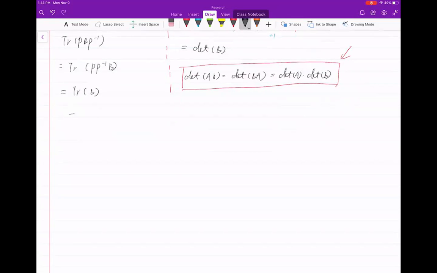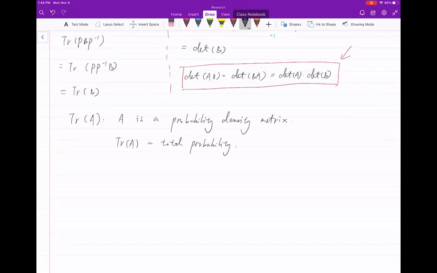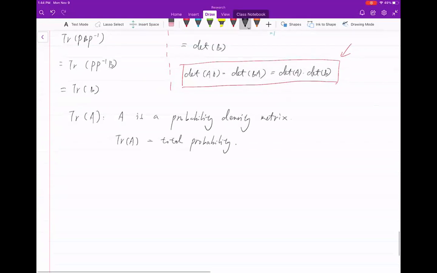Just some side topic, the trace of a matrix, especially when A is a probability density matrix. The trace is basically going to give you the total probability. Usually it should equal 1. But you do have some cases when this one is less than 1. So this one does have physical meaning.